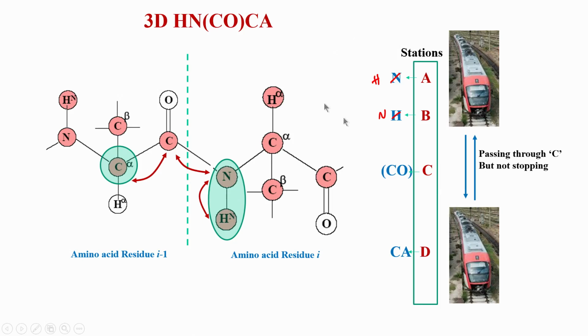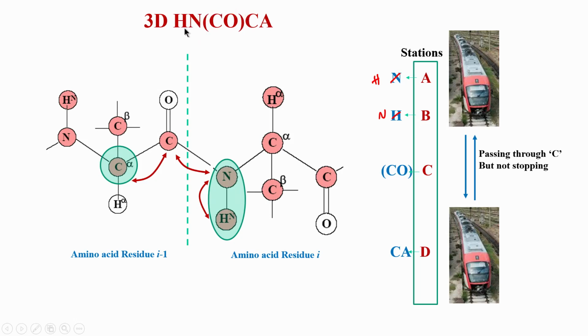So, I am using that CO as a relay station. I am going through that, but I am not actually stopping there. Magnetization from nitrogen is going through CO, but actually it is only going because it wants to go further to C alpha and it does not want to stop there. Okay. So, this is the analogy you can think of. Any experiment in which you use a nucleus not as a stopping point, but as a relay nucleus, so that you can go from one side to another side, you put it in brackets and that is not evolved in chemical shift.